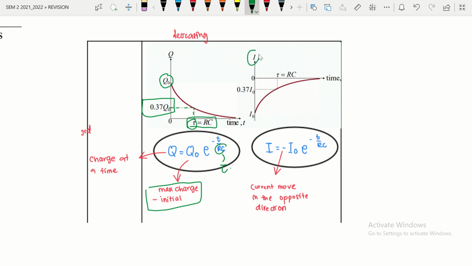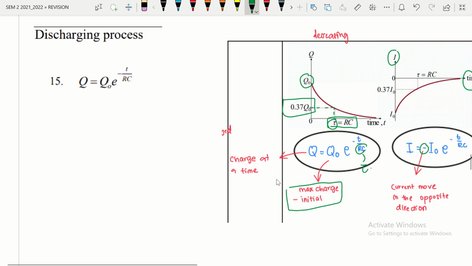And if you have a graph of current against time, we use I equals negative I0 exponent negative t over RC. Negative is only to show that the current moves in the opposite direction, just to show the direction. But when you calculate the current, you will still get a positive value. So this is for the discharging process.